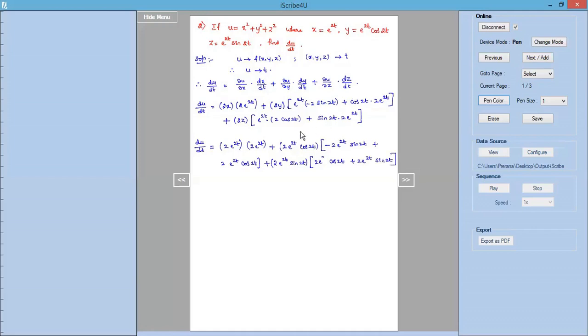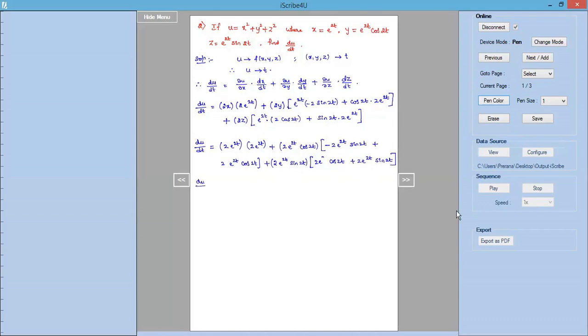So in this step I have retained these big bracket product terms as they are. I have just substituted for x, y, z. So x is equal to e power 2t in the first bracket, y is equal to e power 2t into cos 2t, and z is equal to e power 2t into sin 2t. Now we will carefully do the product of the terms and simplify.